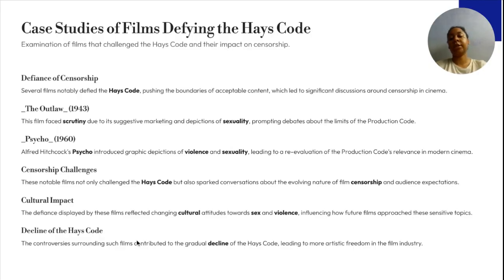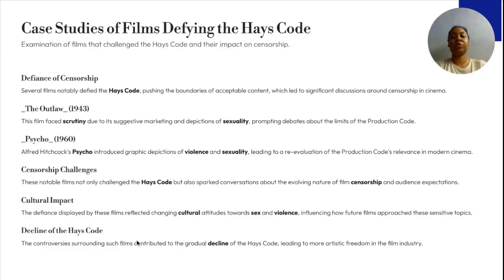In censorship challenges, those notable films not only challenged the Hays Code, but sparked conversations about the nature of censorship and audience expectations. So that was basically how some films were going against the grain. It's like challenging the code itself. So you challenge the way it's been implemented, if it's really a good idea.